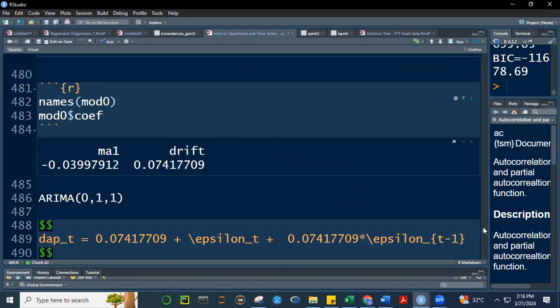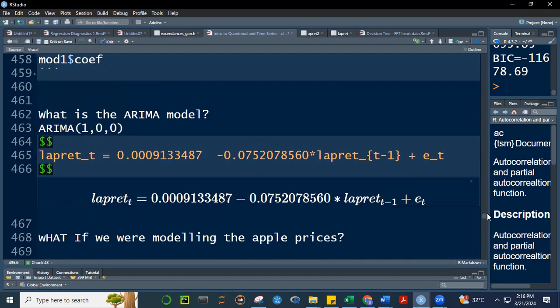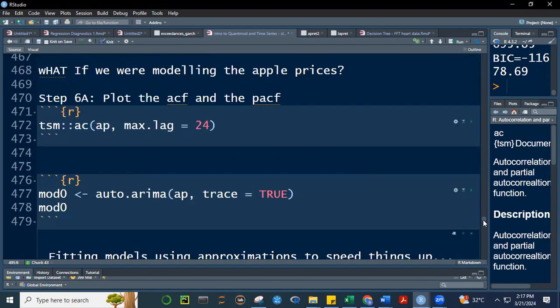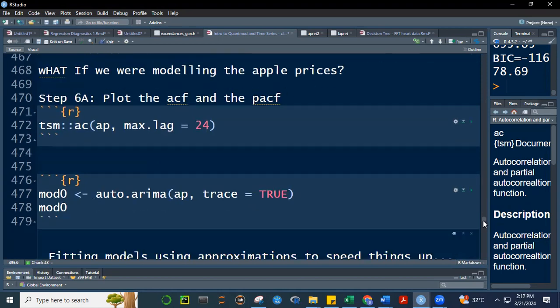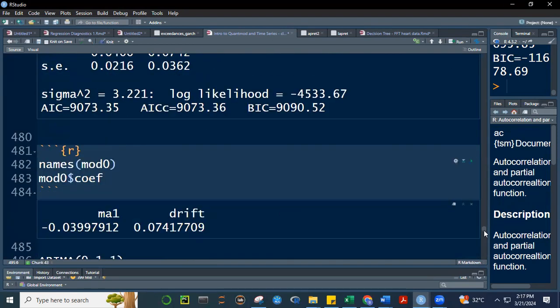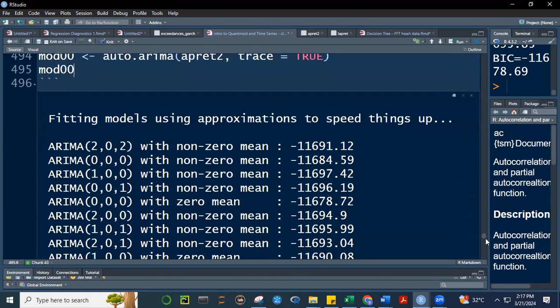0765 ito kanina. 0752. So just a small difference, relatively small difference between the modeling your apple rep, yung discrete returns, at saka yung log returns. But there was a slight difference. Okay, so it's almost time, class.